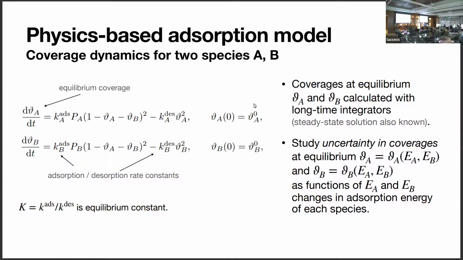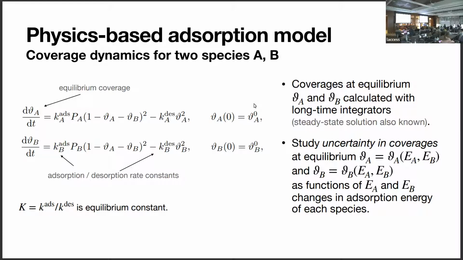Well, you can have a very simple physics-based model for the coverage dynamics of two species. Here's just a system of ODEs, where theta A and theta B are the coverage dynamics. But what you'd like to understand is the uncertainty in the coverage dynamics at equilibrium as functions of something called the adsorption energies of each species, or changes in adsorption energies. And this is something that you can get data on using density functional theory.